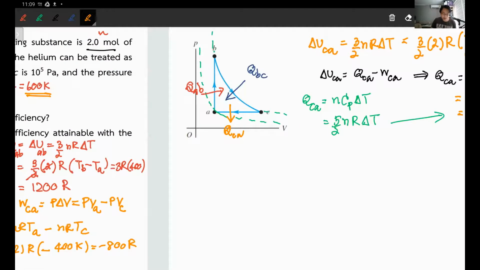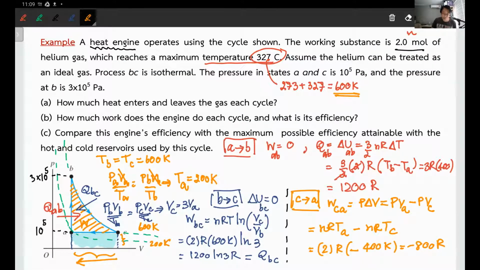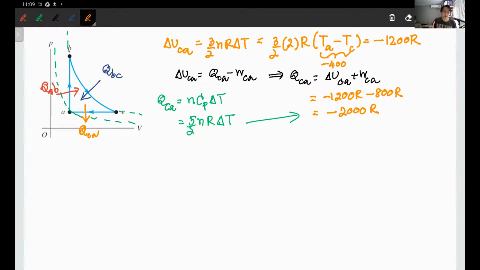All right, so let's answer the questions. How much heat enters and leaves the gas each cycle? Now you know all the details. You know which part of the cycle the heat comes in, and which part of the cycle the heat leaves the system. So the net heat that flows in each cycle is just the sum of these. You get Q_AB and Q_BC flowing in, so let me put absolute signs there, and you just subtract the heat flow out, which is Q_CA. You see the relationship right here. In reality, if you don't put the absolute sign, all you need to do is sum all of those heats together. You get the final result.